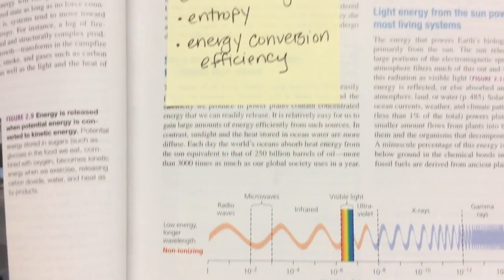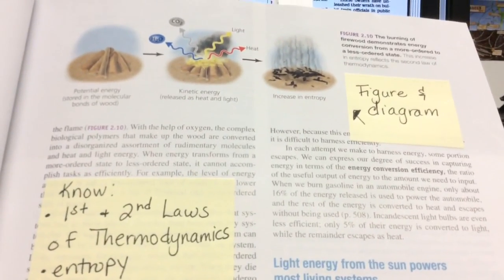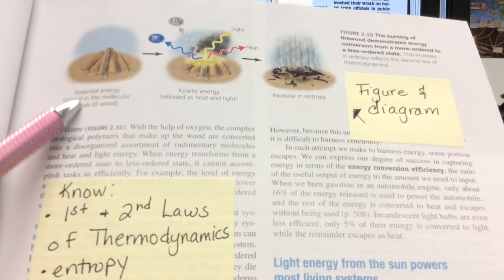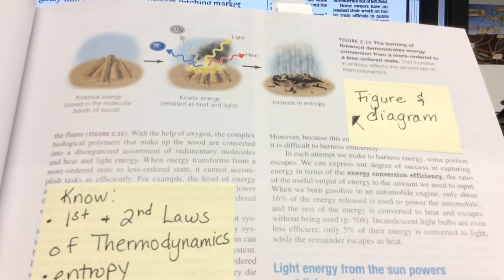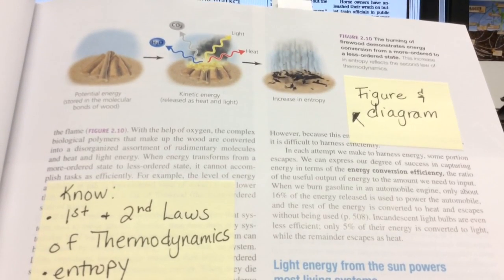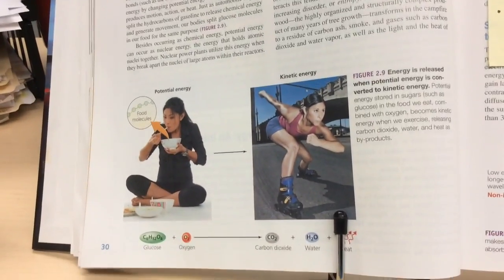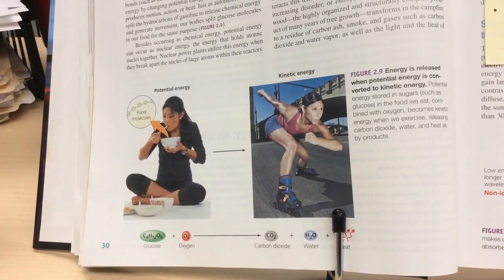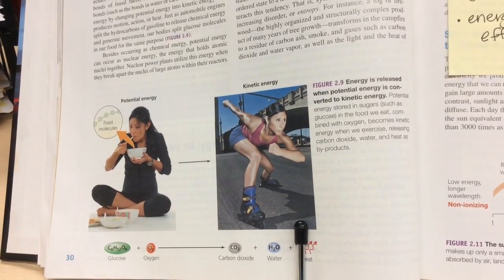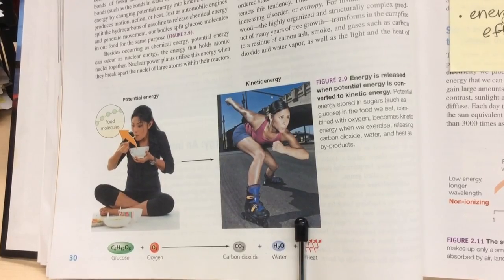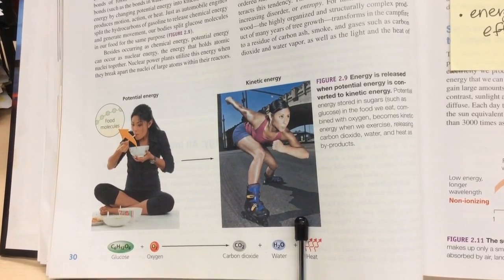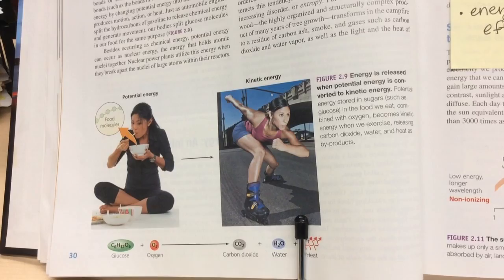Going on to page 31, first of all, you need to know this figure and diagram about potential energy, kinetic energy, and entropy. So make sure you read the examples in your book about kinetic and potential energy. You can also see here on page 30, you have your potential energy in the bonds of food and kinetic energy as we move around. You don't have to go roller skating or rollerblading to have kinetic energy. You just have to breathe basically, or walk around or move at all.